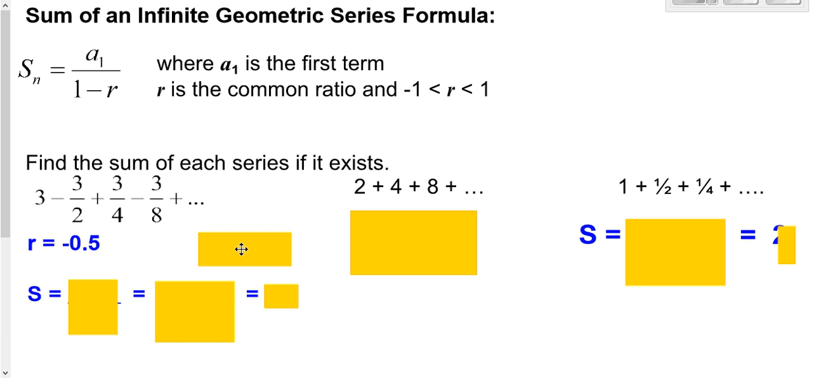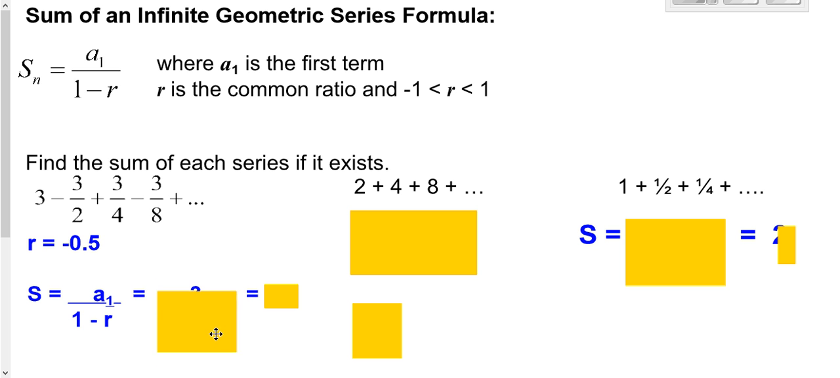When we do that, we get -1/2. Now, if your ratio is between 1 and -1, of which -1/2 is, you have a sum. Then we can use our formula. So we'll go our first term over 1 minus your ratio. So this is really 3 on top over 1 1/2 on the bottom. We divide and we get 2.